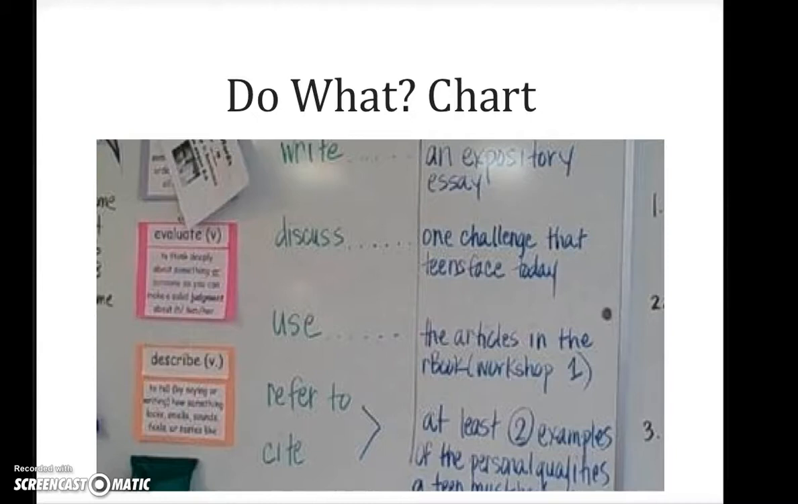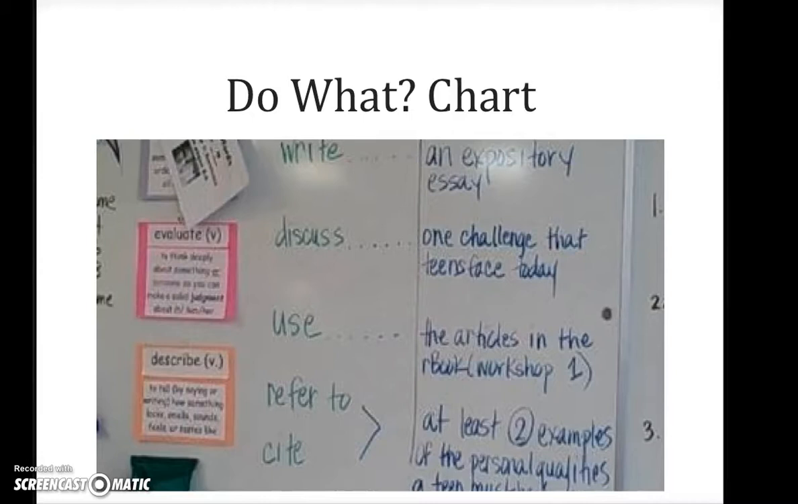For example, if you ask, write what? The what column explains the student is writing an expository essay. If you ask, discuss what? One challenge that teens face today. If you ask, use what? The articles in the R book from Workshop 1. And if you ask, refer to or cite what? At least 2 examples of the personal qualities a teen must have.